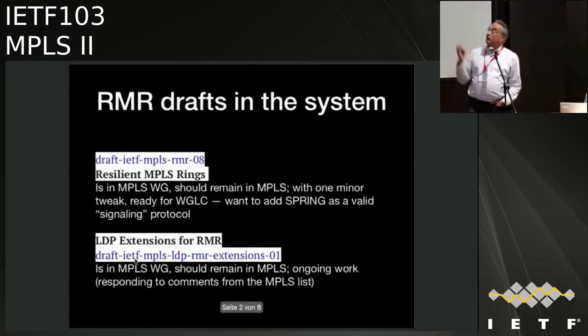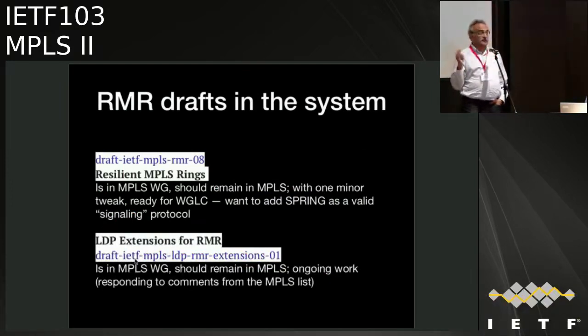So we have the base draft, and that's almost ready for a working group last call. There were some comments on the list that have been addressed. There is one small change that I want to make here, which is the set of supported signaling protocols. Right now it has LDP and RSVP-TE. It doesn't have a place for Spring. I understand that Spring is not a signaling protocol, but it's a way of creating LSPs, and we want to add that to this before we progress this to working group last call.